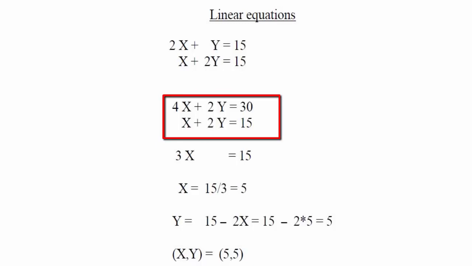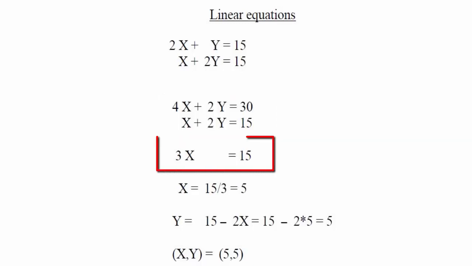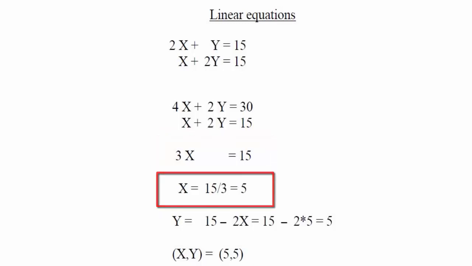With the second equation remaining, x plus 2y equals 15, we can subtract one equation from the other. We subtract 1x from 4x to get 3x. We subtract 2y from 2y, and the y's are eliminated: 2y minus 2y equals 0. 30 minus 15 equals 15. So we get 3x equals 15. X equals 15 divided by 3 equals 5.